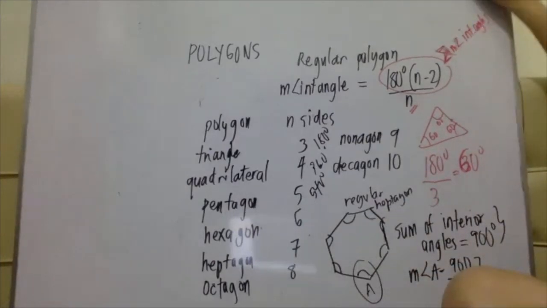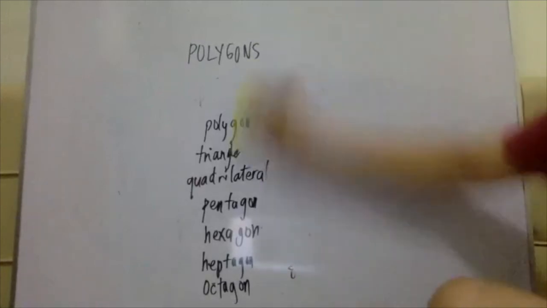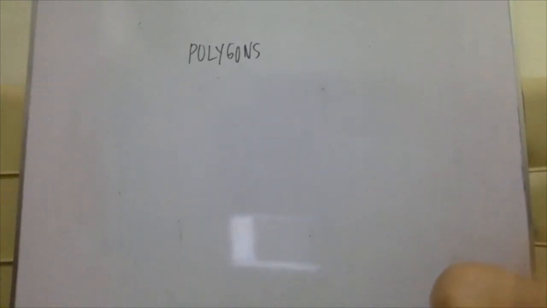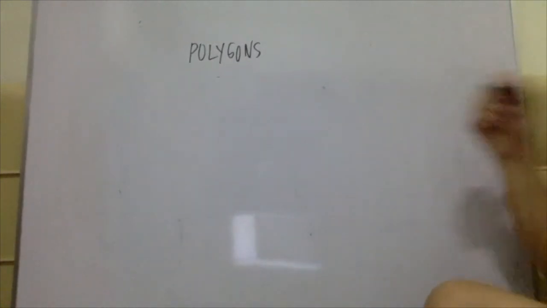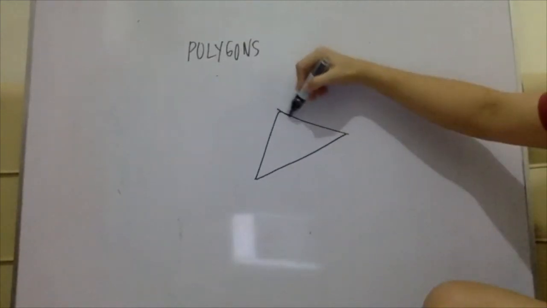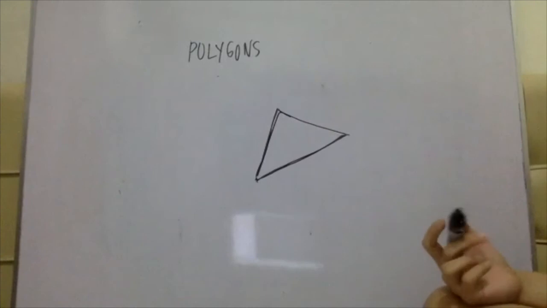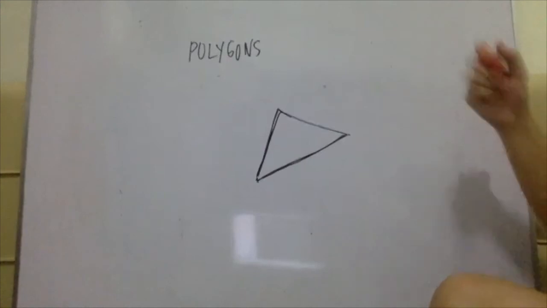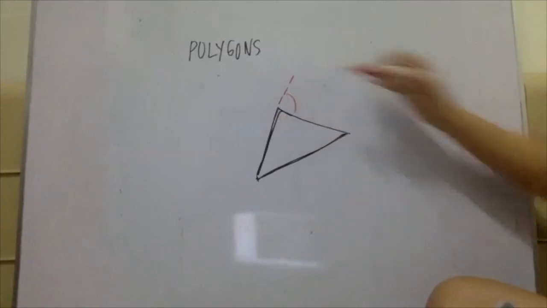Kung meron tayong interior angles, meron din tayong exterior angles. Ang definition natin ng exterior angles would be, let's say, extend mo yan. Ito yung interior angle mo, ito yung exterior angle mo.